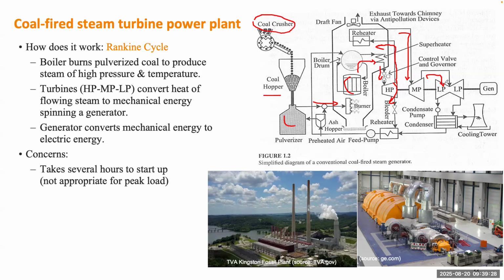There are some concerns about operating the coal-fired steam turbine power plant. First, it takes a few hours to start. That's why such a power plant can be utilized as a base load generator, but not as an intermediate or peak load generator. So it is not appropriate for peak load. It also has large environmental concerns: they are the major CO2 emitters in the power grid. And efficiency is not high, only about 45%.